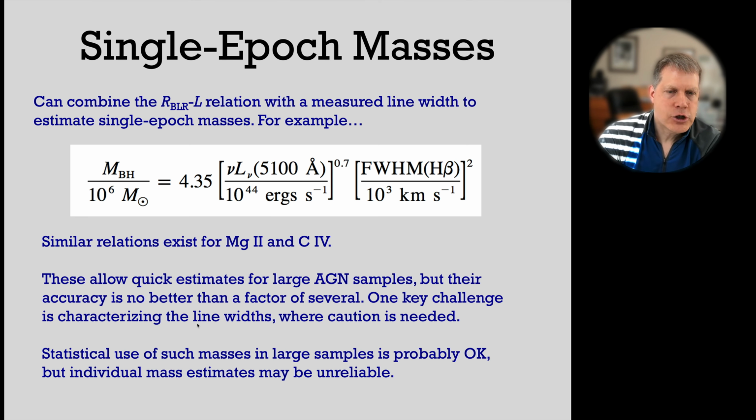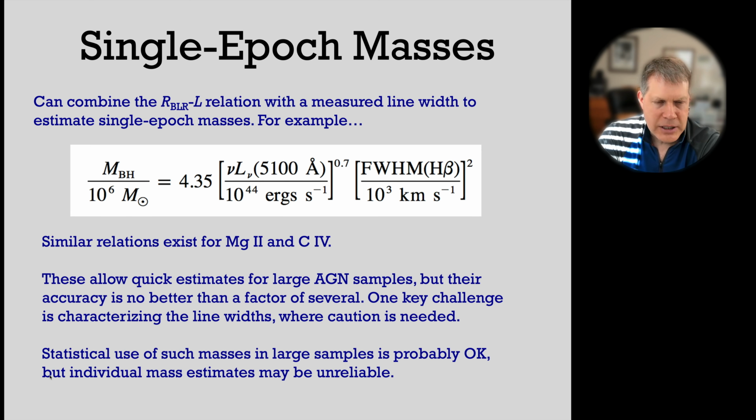Another challenge is that you have to very carefully characterize the line widths. You have to be sure to measure them in the same way that the people who derived the equation in the first place measured the corresponding line. Otherwise, you're putting in something that is different from what the people actually used to make the equation in the first place, and that can cause problems. So you have to be very careful and do everything in a very consistent way. And if you do all that well, then I would say statistical use of such single epoch masses in large samples is probably okay for drawing broad general conclusions.